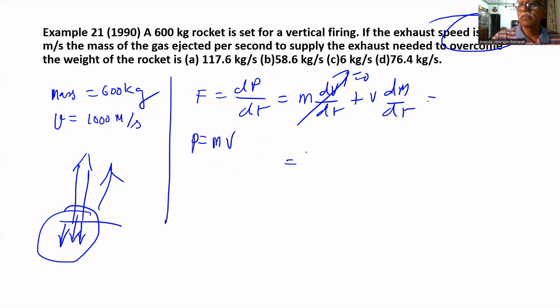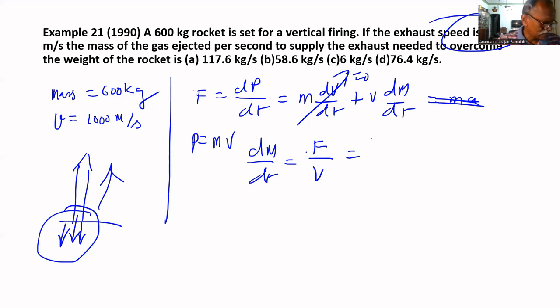F equal to ma also we know. Mass of the gas per second is required, dm by dt we would find. That is dm by dt equal to F divided by v. F equal to ma.